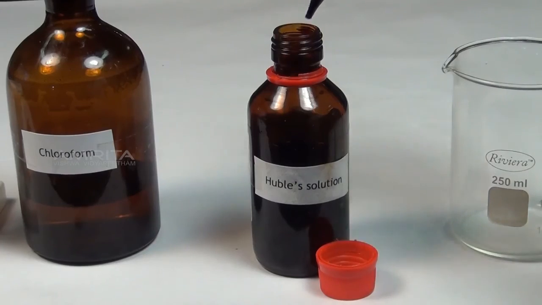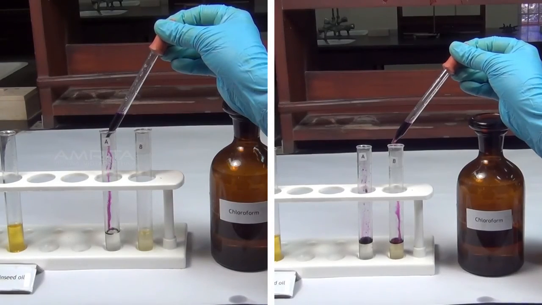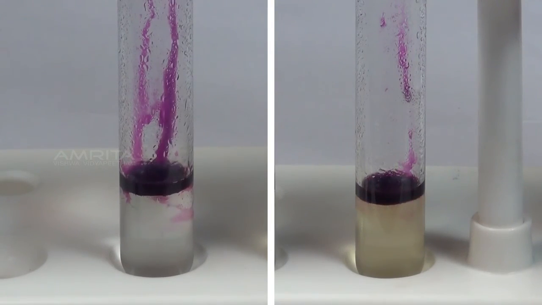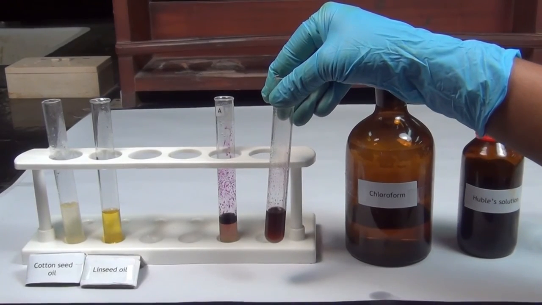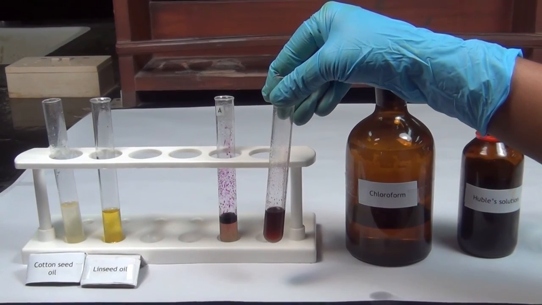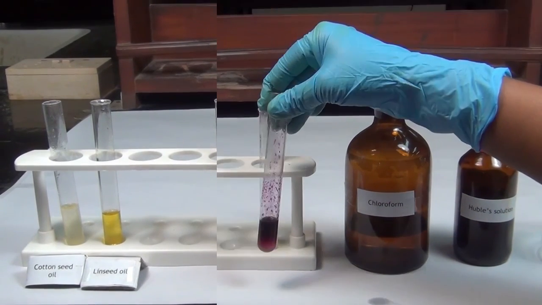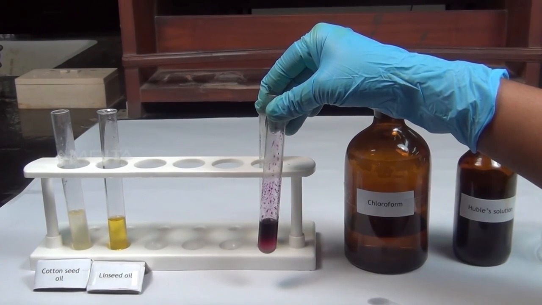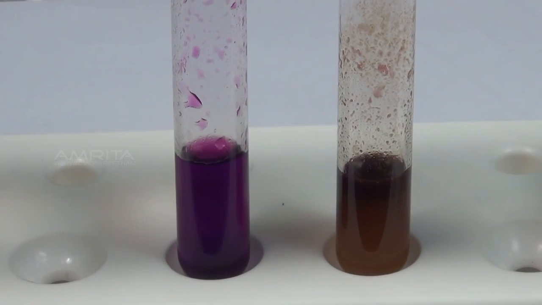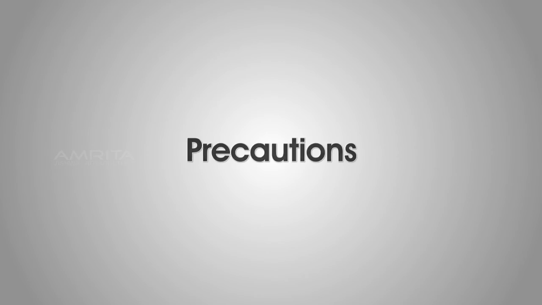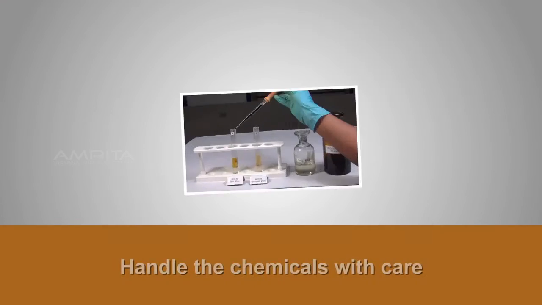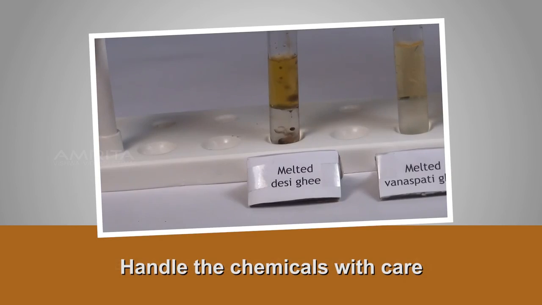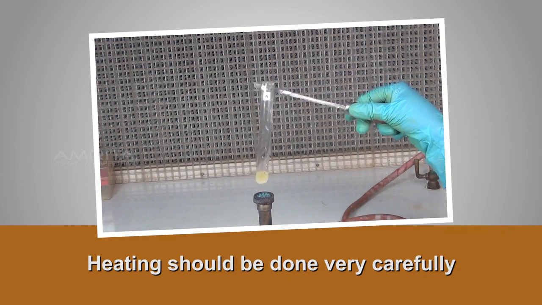Now, add a few drops of Hubbell's reagent to each test tube using another dropper. The violet color of iodine in the reagent fades away in test tube B, but it does not fade away in test tube A. This indicates that linseed oil is more unsaturated than cottonseed oil. Precautions: handle the chemicals with care. Heating should be done very carefully.